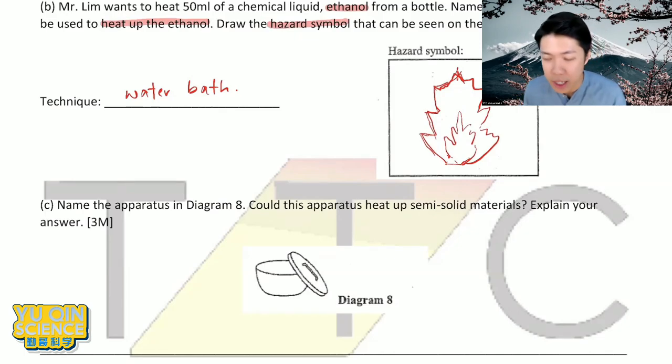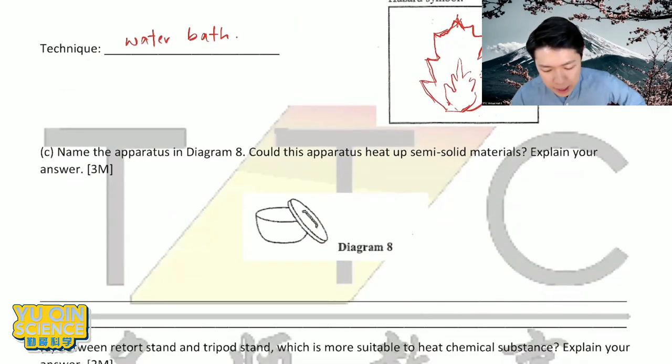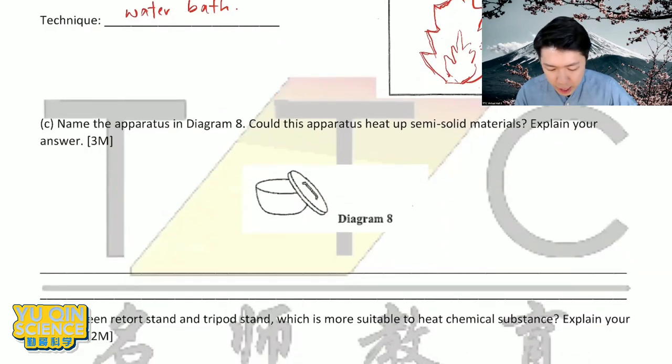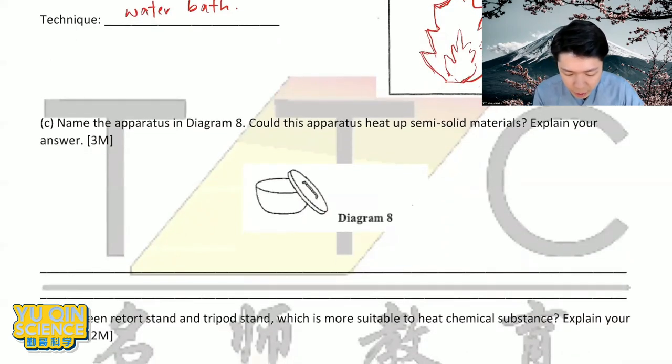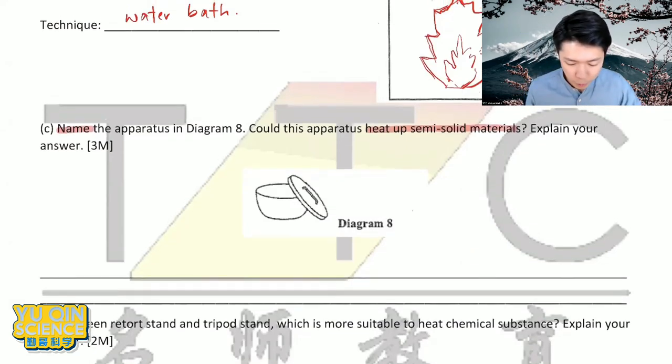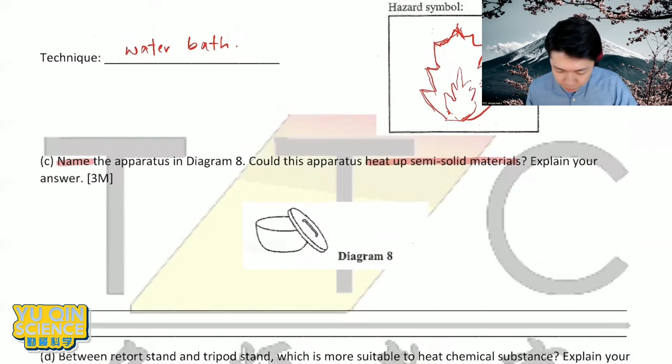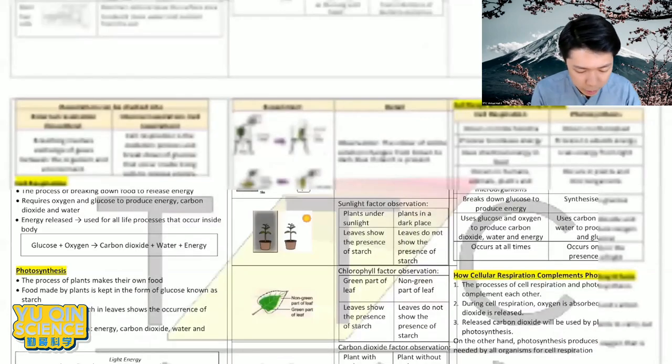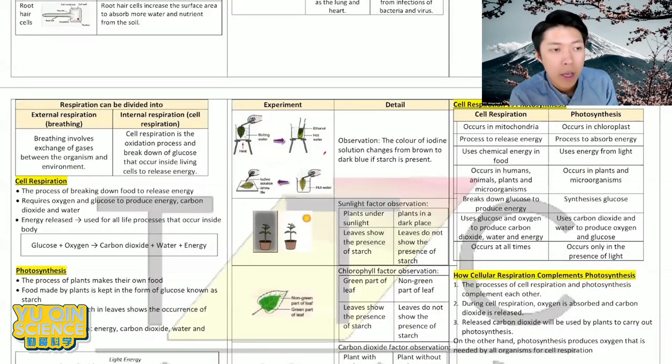Okay, question C, shall we? Name the apparatus in diagram 8. Number 2, could this apparatus heat up semi-solid materials? First of all, name the apparatus. For the crucible, I'm not sure if I have it here also. Okay, it's not here, but I'm going to talk about it now.